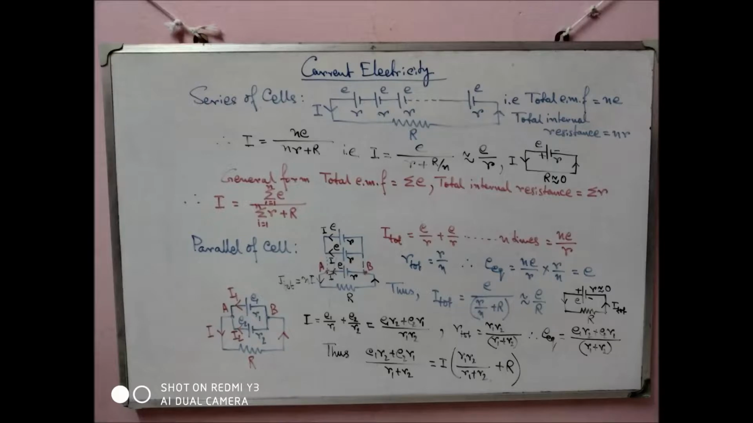Now what is the physical significance of this expression? The physical significance is as if there is a single cell, only one cell, not n number of cells, and there is no external resistance, R equal to 0. External resistance is not present. What is the meaning of this practically? The cell is short circuited.